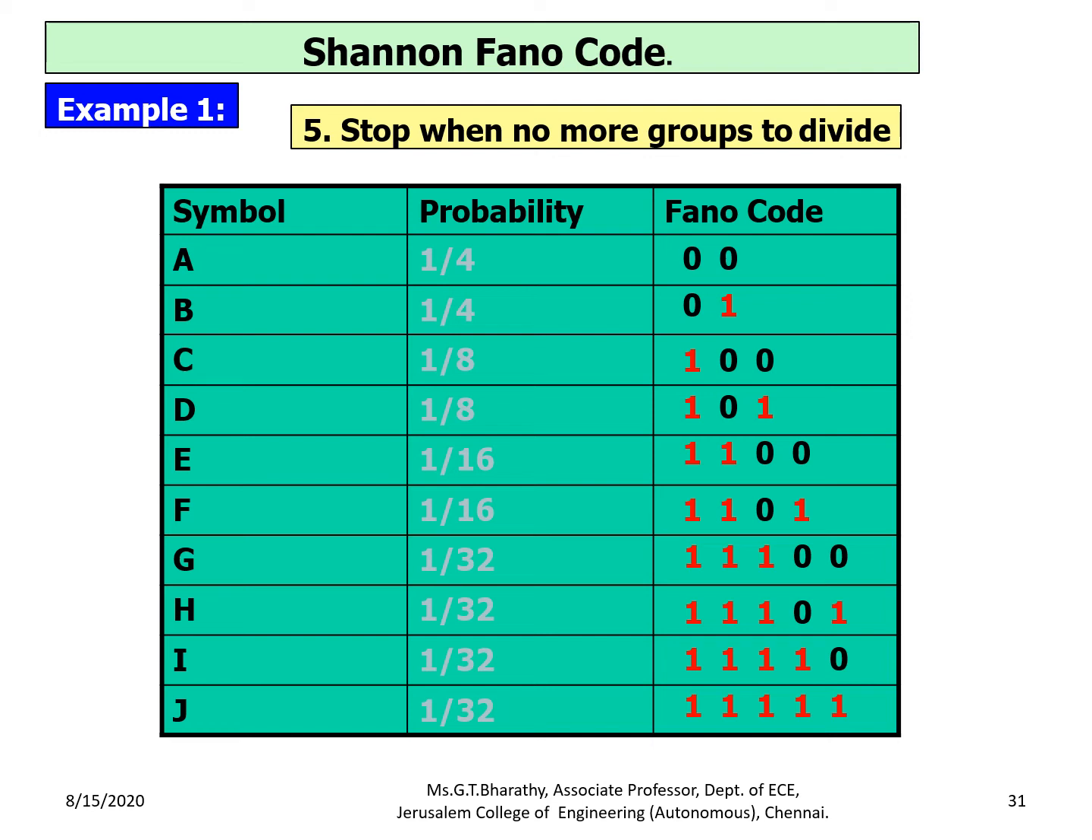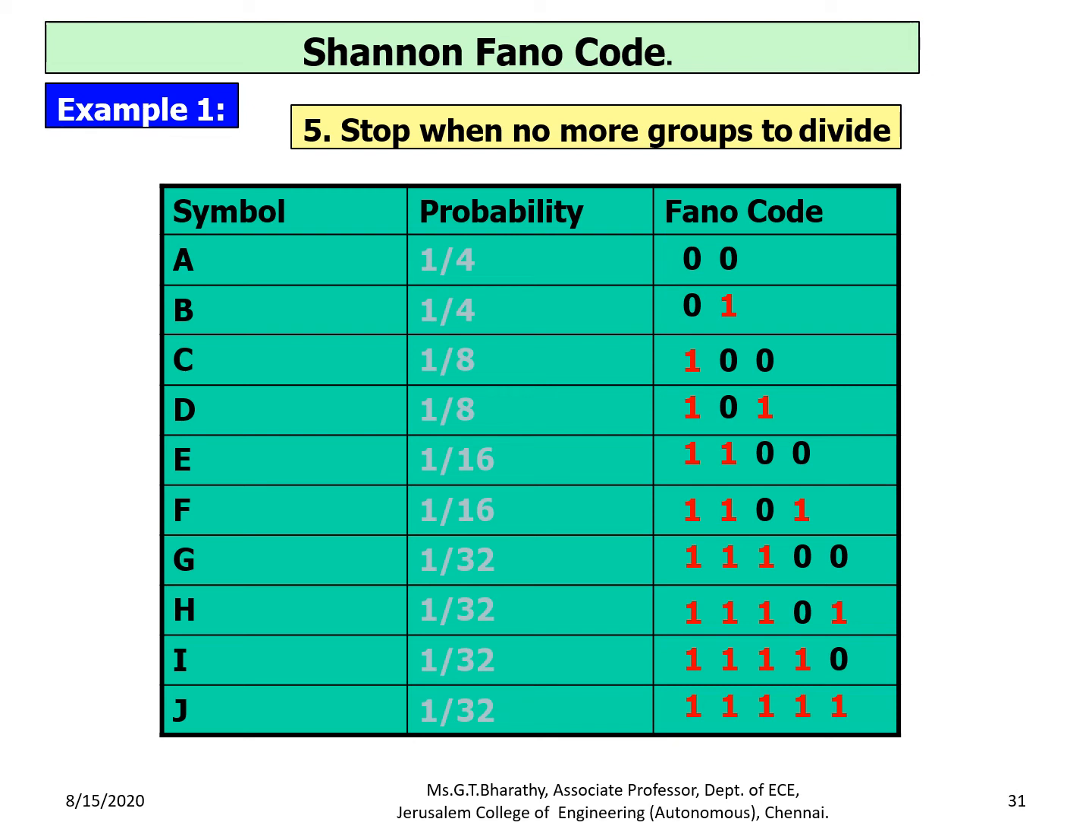So code word for D is 101. Code word for E is 1100. Code word for F is 1101. Code word for G is 11100, where the length is 5, and code word for H is 11101, again where the length is 5 bits. I has a code word of four 1s followed by a 0, and J has five 1s. You can see all these codes are unique; none of the codes are repeated.